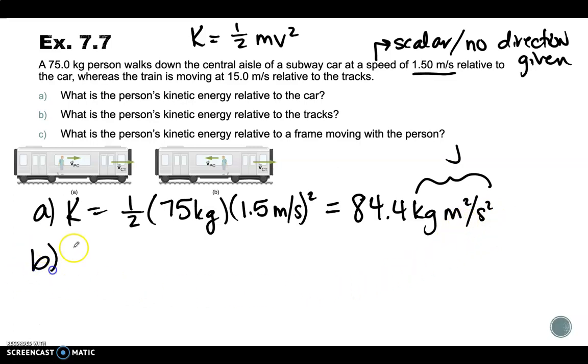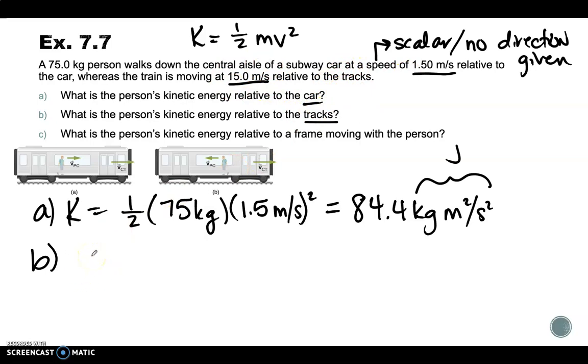Alright, so part B states, what is the person's kinetic energy relative to the tracks? Okay, so in the last one we were looking at relative to the car. Now we're looking at relative to the tracks. So we have to take both of these things into account: the speed of the person relative to the car and the train moving and its speed relative to the tracks.